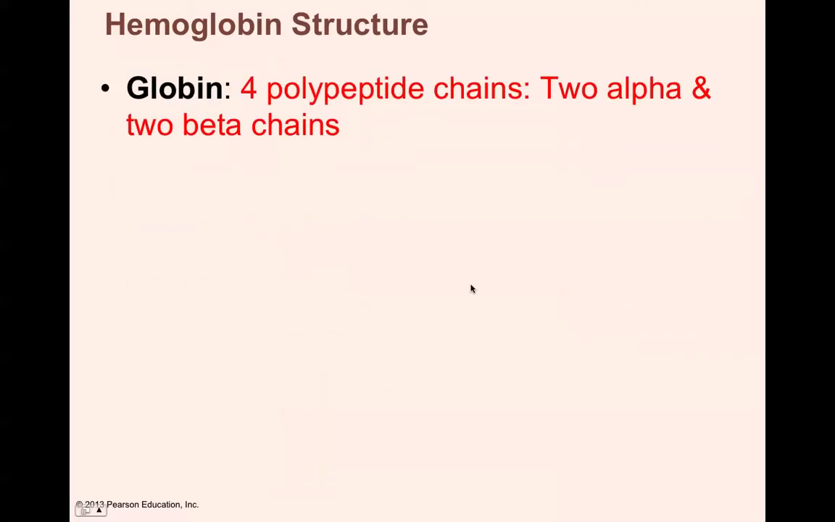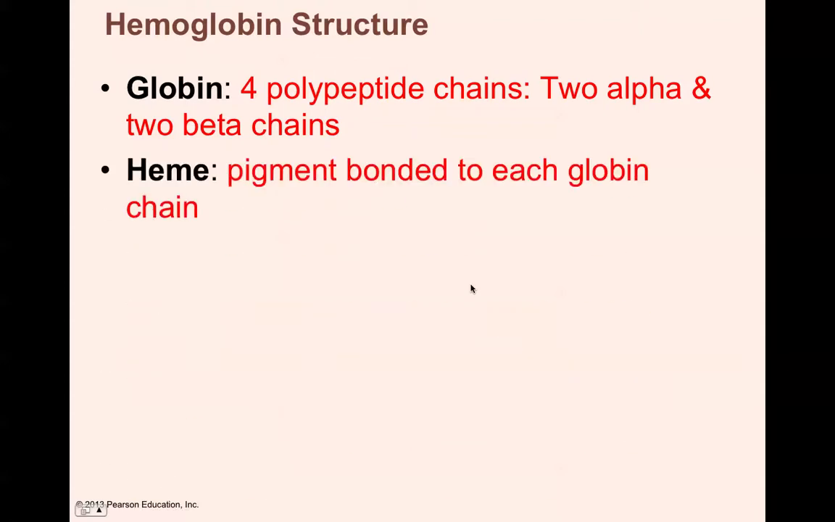So what is hemoglobin? Hemoglobin is composed of a globin portion. Globin is a globular shape, and this is a protein. And this protein is pretty complicated. There are 4 polypeptide chains involved. 2 are called alpha chains, and there's 2 beta chains. Then there is a heme portion. This is the pigment that's bonded to each globin chain.